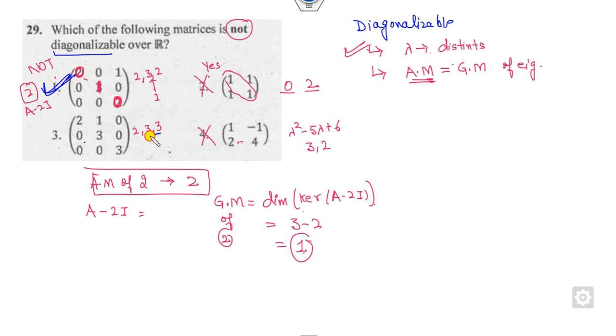If you look here, what is the geometric multiplicity of A minus 3I? If I take here, this is minus 1, this is 0, this is 0. What is the rank of this? Rank is 1. So the geometric multiplicity is 3 minus 1, which is 2. Algebraic multiplicity is also 2. So this is diagonalizable, but this is not. So the right answer is 1.